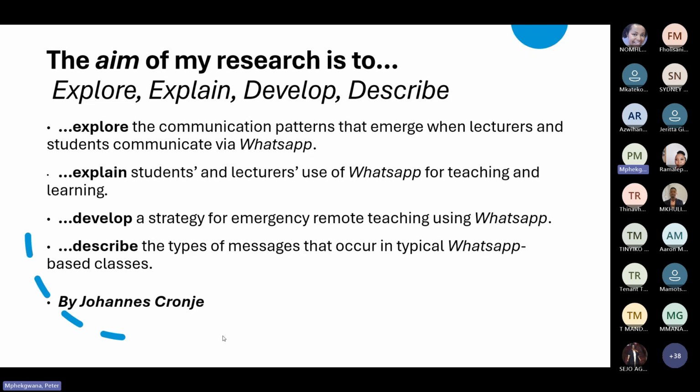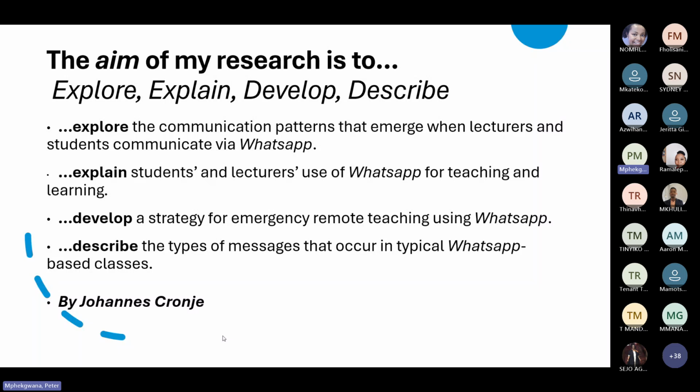So maybe you want to carry out this study to develop that, to say that this is how we use WhatsApp in terms of emergency remote teaching. This is how we have to use it. These are the processes. You have to do this first, or we have to do this. These are the do's, these are the don'ts.